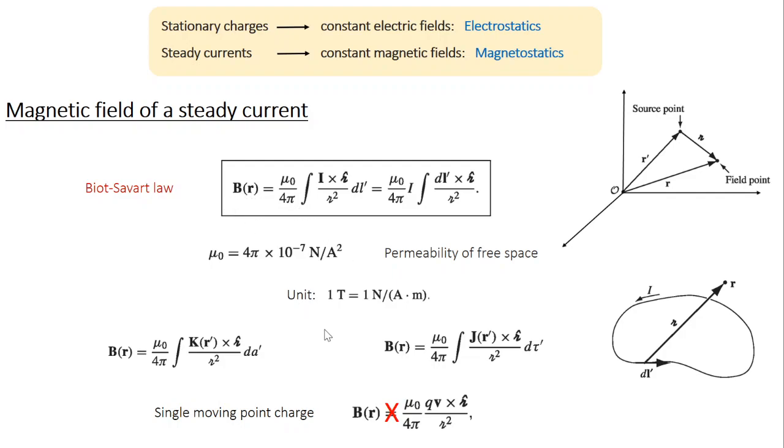The unit of magnetic field is Tesla. 1 Tesla is defined as 1 Newton divided by ampere meter. So this is for the line current. Quickly we can rewrite this expression for the case of surface current and volume current. In the case of surface current, in place of I we have surface current K, and in place of the line element we have the surface element dA prime. Similarly, in the case of volume current, instead of I we have volume current J, and instead of the line element we have the volume element d tau prime.